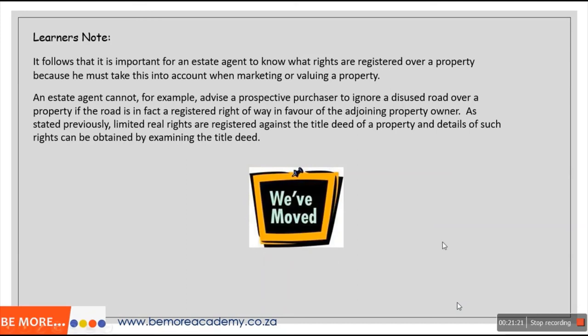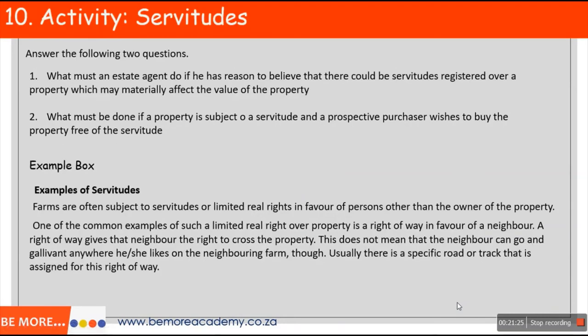Activity: servitude. Answer the following two questions. What must an estate agent do if he has reason to believe that there could be servitudes registered over a property which may materially affect the value of the property? Can somebody think of just one servitude that will affect the value of your property?